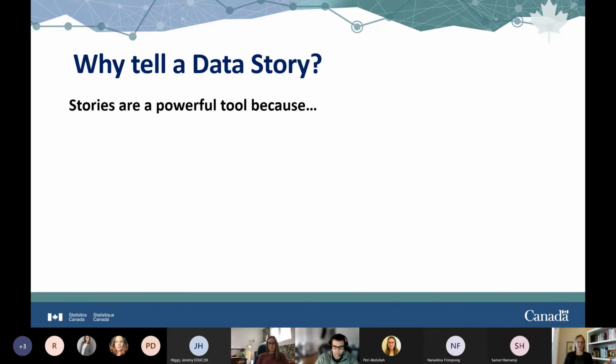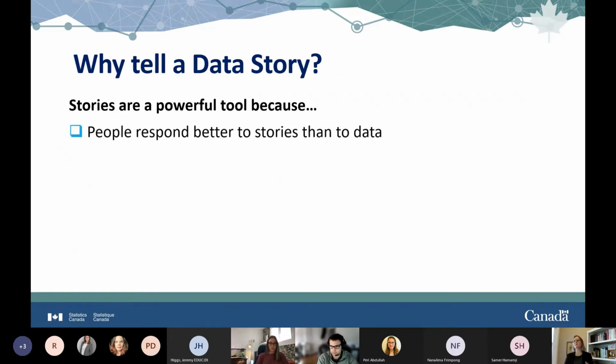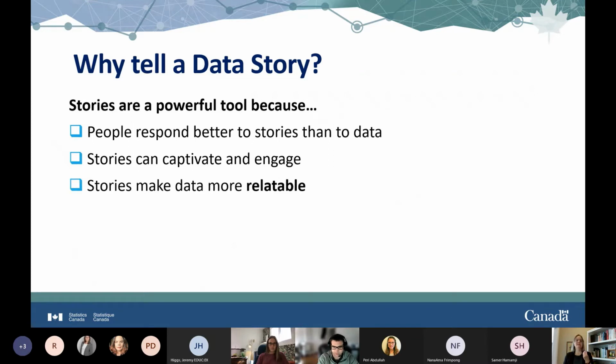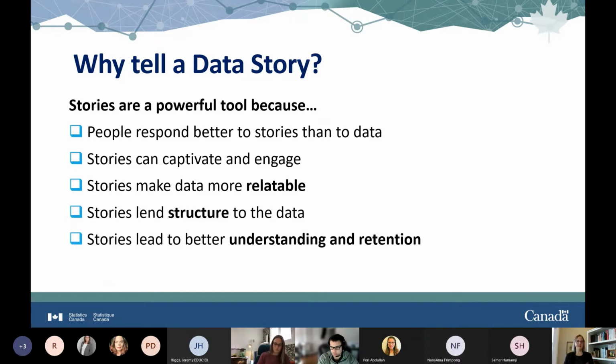Why tell a data story? I have a bunch of tables, why isn't that enough? We all know it's not enough, but why tell a data story? Stories are powerful tools because people respond better to stories than to data. Stories can captivate and engage. They make data more relatable, especially if your audience is not statistically savvy or used to dealing with data. They lend structure to your data and they lead to better understanding and retention.